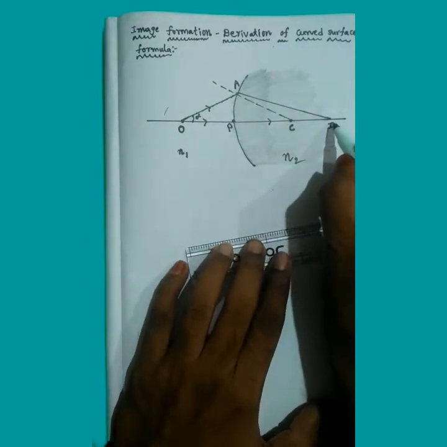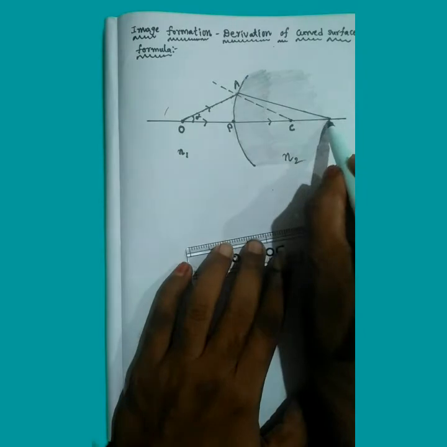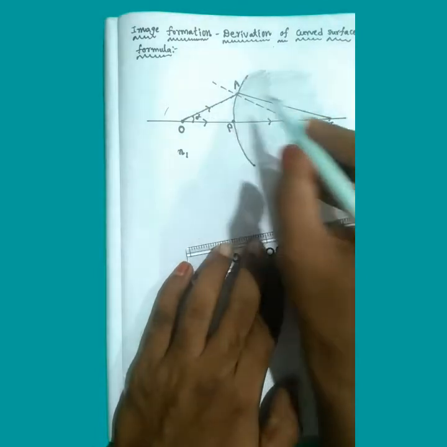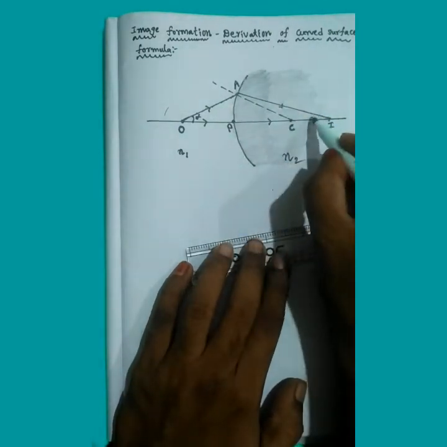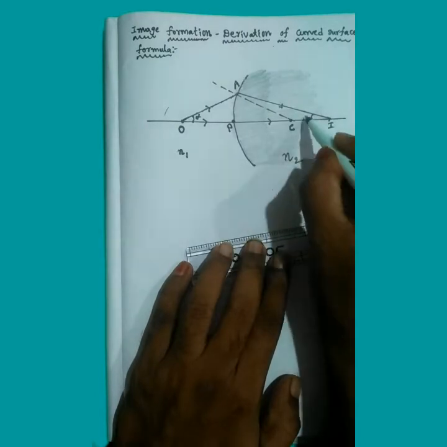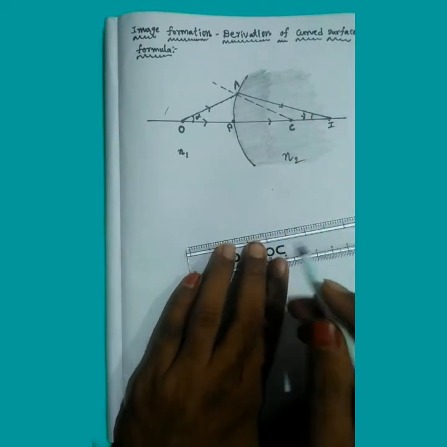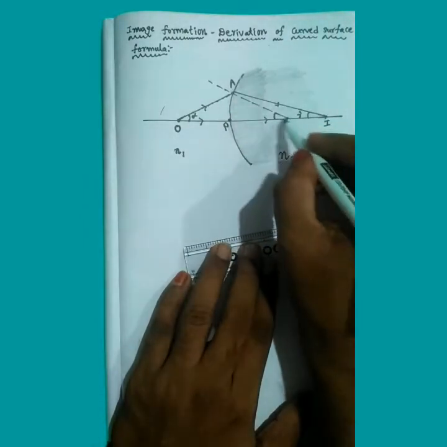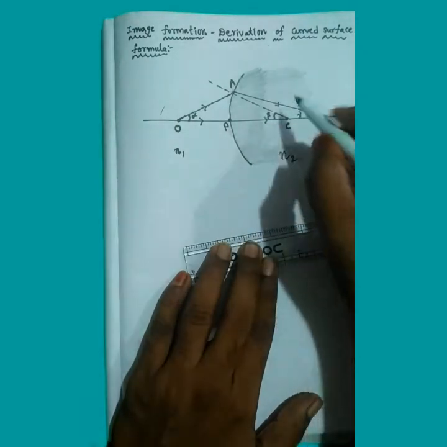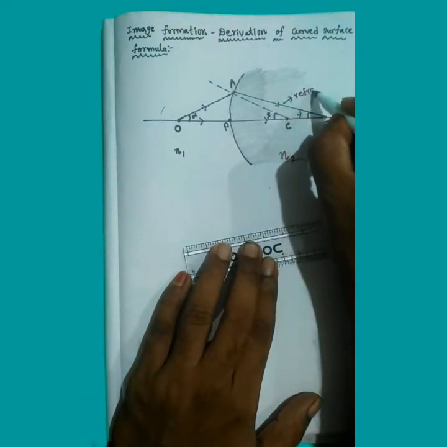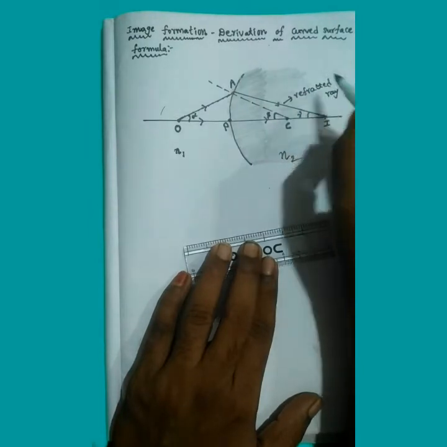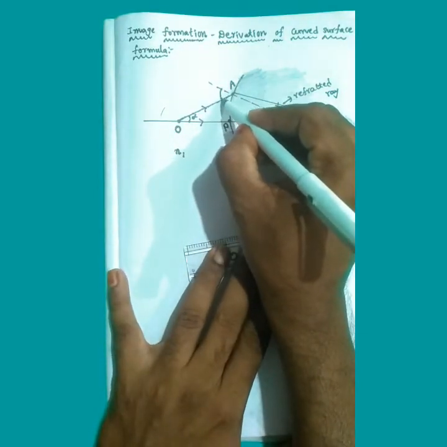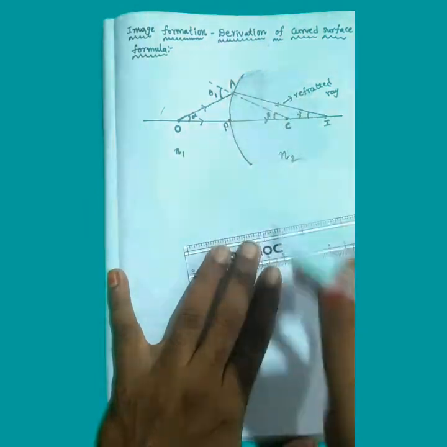Here I is the intersection point of the two rays. The undeviated line is reaching here and the deviated ray, that means the refracted ray, is also coming here and it is making angle gamma with the principal axis. This normal is making angle beta with the principal axis. This is the refracted ray. This is the incident ray. The incident ray makes angle theta 1 with the normal at A.